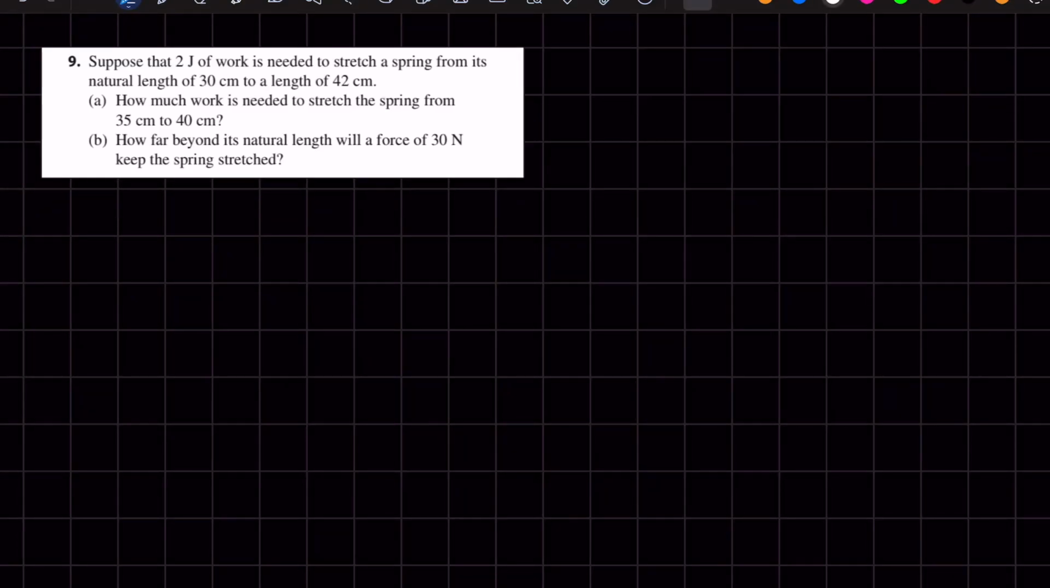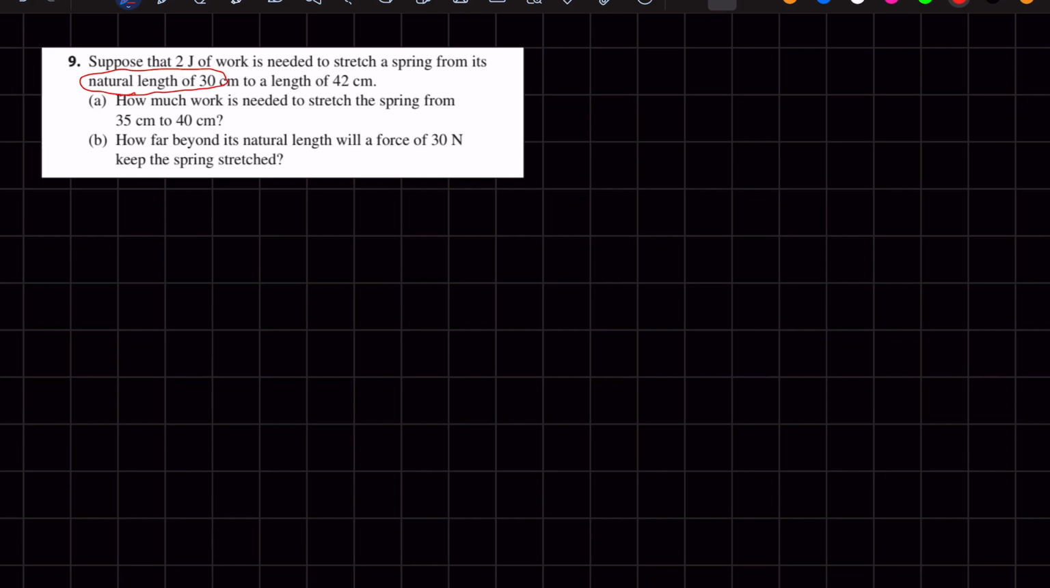Okay, so here's how to do number 9 from the 6.4 work homework. The question says, suppose that 2 joules of work is needed to stretch a spring from its natural length of 30 centimeters to a length of 42 centimeters. Right away, that's important. We know that its natural length is 30 centimeters. So that's going to be like the starting point of the spring. That's where it starts stretching out, from 30 centimeters, its natural length. Part A says: how much work is needed to stretch the spring from 35 centimeters to 40 centimeters?